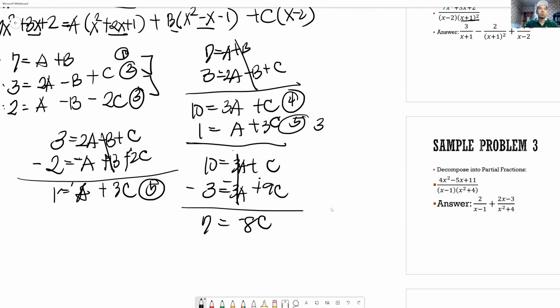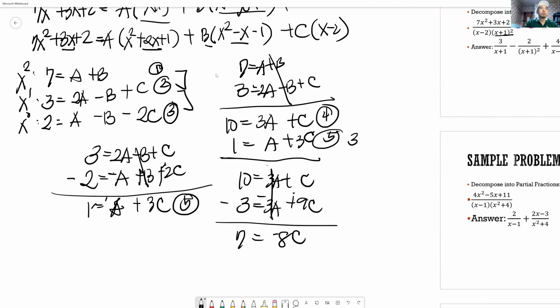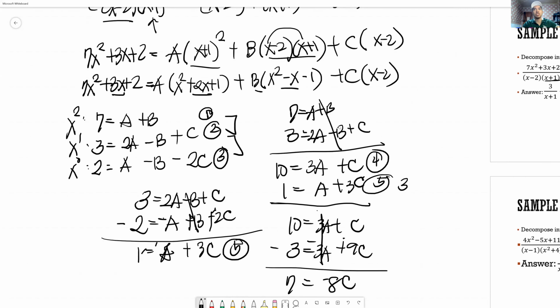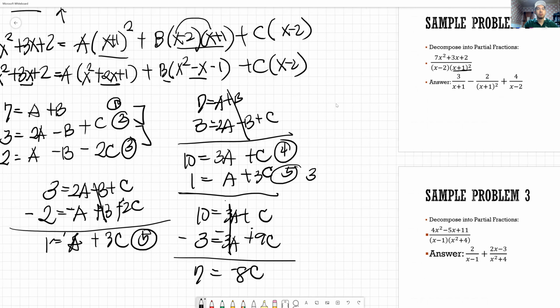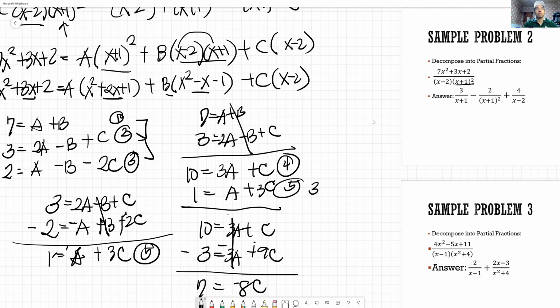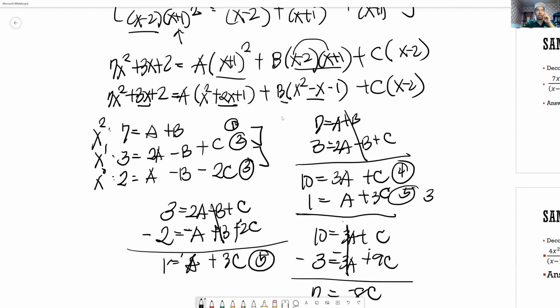So let's see what went wrong here. Let me double check everything here. So 7 equals a plus b, this is correct. Then 3 equals twice a minus b plus c, and 2 equals a minus b minus twice c.